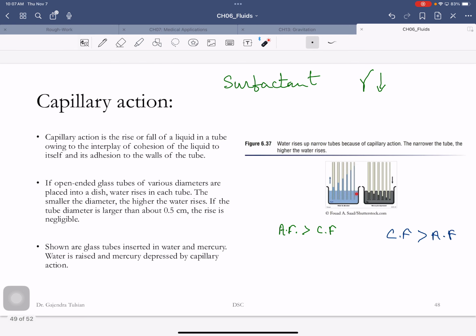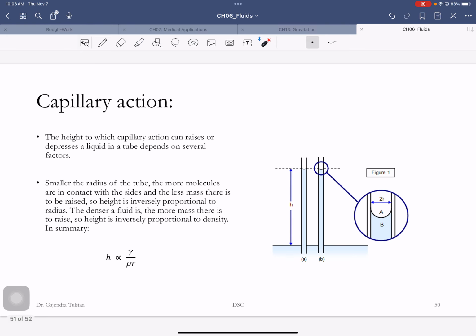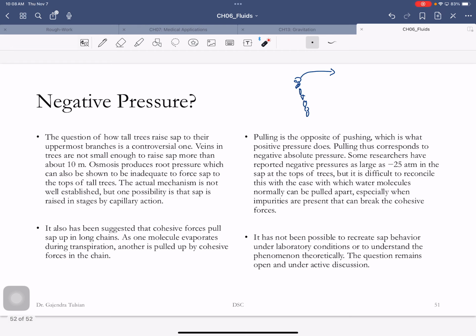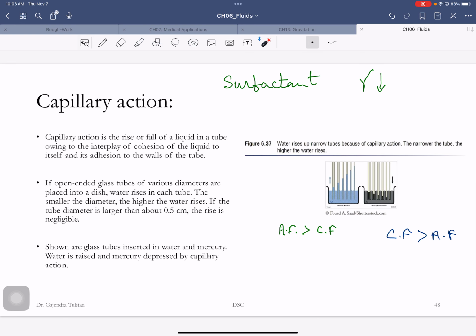Now we'll talk about how water rises in plants. The question of how tall trees raise sap to their uppermost branches is a controversial one. It's not well understood, it's not generally accepted yet. Veins in trees are not small enough to raise the sap more than 10 meters. So what they're saying is these tubes are not narrow enough to raise the water to more than 10 meters. 10 meters is twice the height of this room. You've seen trees taller than that. So how does water get to the top?